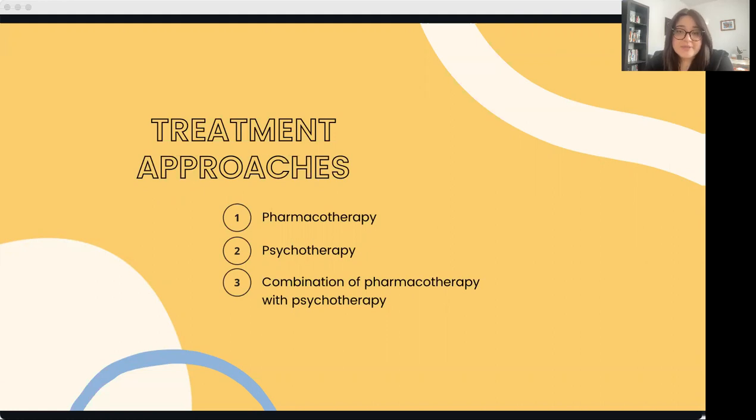And lastly, we have a combination approach, which combines pharmacotherapy with psychotherapy. Studies do suggest that this may be the best approach for those with moderate to severe anxiety symptoms.